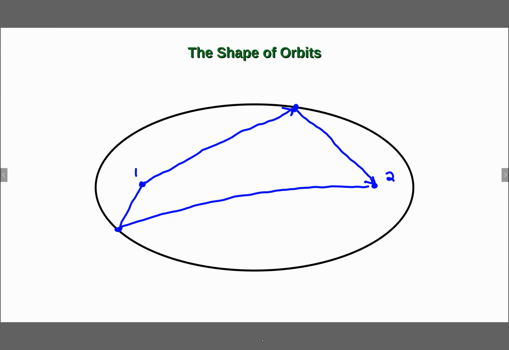So if I travel from 1 to this point, and then from this point to focus 2, that path length is the same as this path length. So the path length AB is the same as the path length CD. Okay? That's the definition of an ellipse.